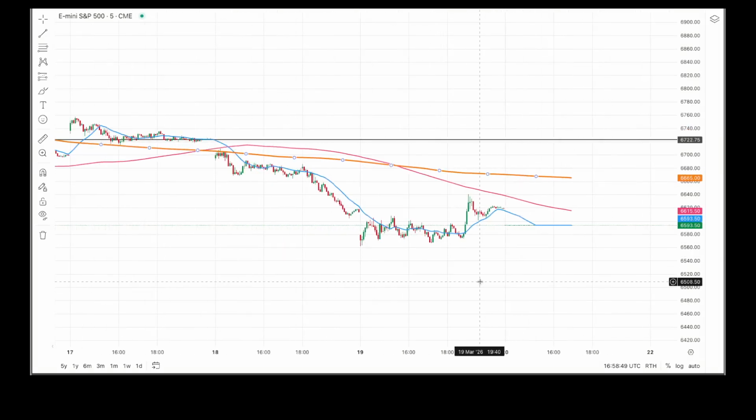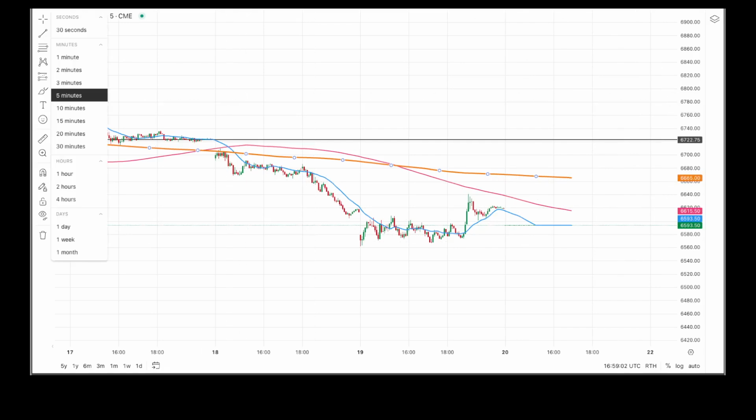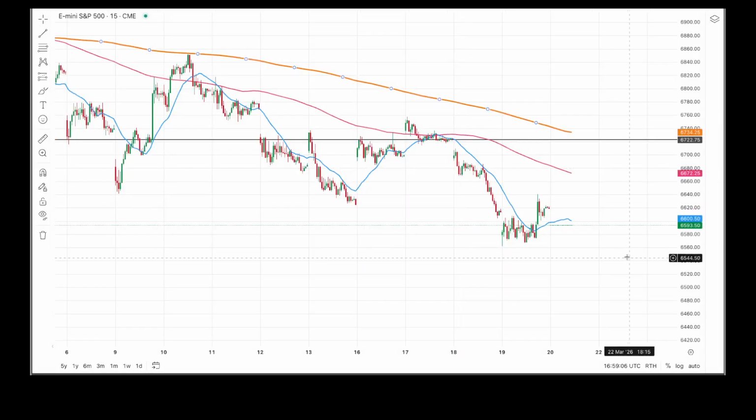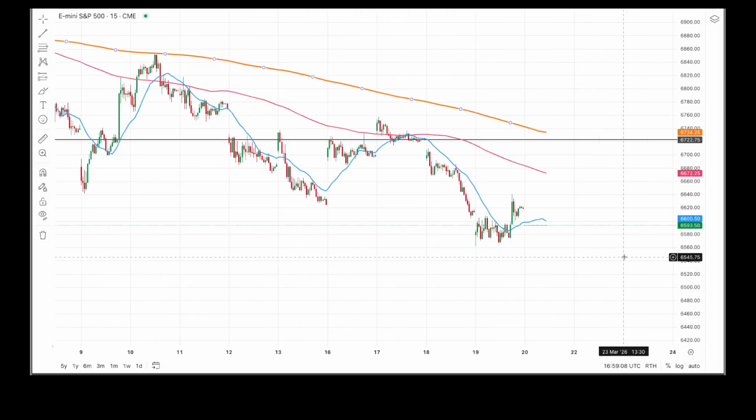Even on the 5 minute, we still see that there's potential for some upside into 6665 here. There's that number again. So the opportunities are coming in now. Keep an eye on the markets this evening, 20th of March, and see how we go. So that's a quick weather report, thinking out loud, and just waiting for those levels.